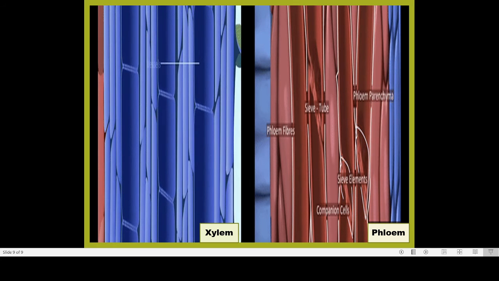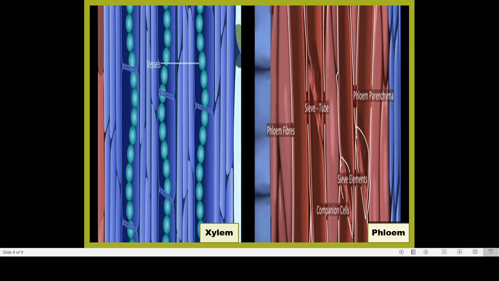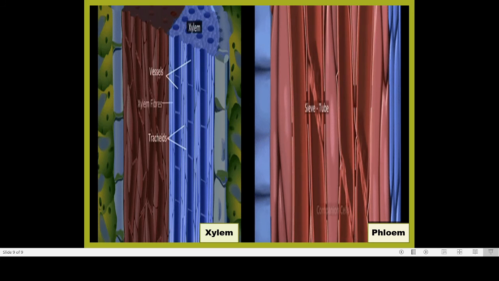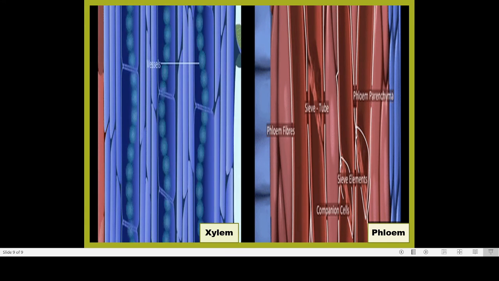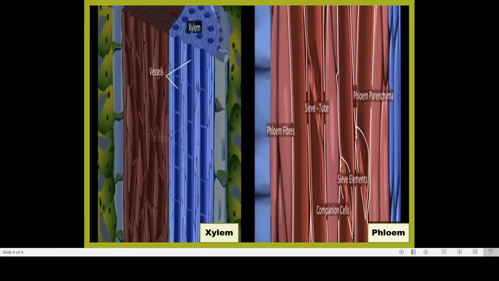So xylem comprises vessels, tracheids, xylem fiber and xylem parenchyma, whereas phloem consists of sieve tubes, companion cells, phloem parenchyma and phloem fiber.